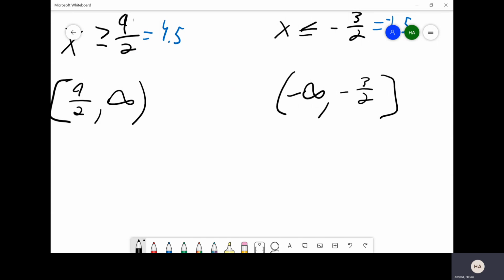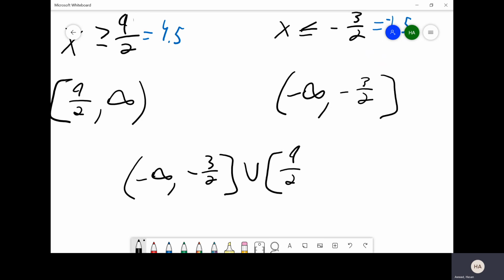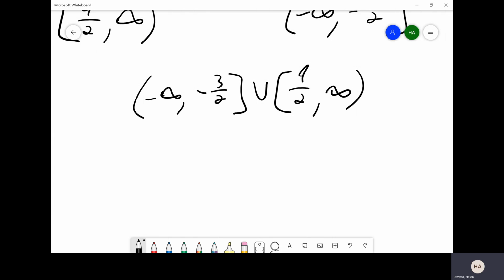And now we're just going to union those pieces together. So negative infinity up until negative 3 halves, unioned with 9 halves up until infinity. And now, once again, what is this going to look like on our number line?